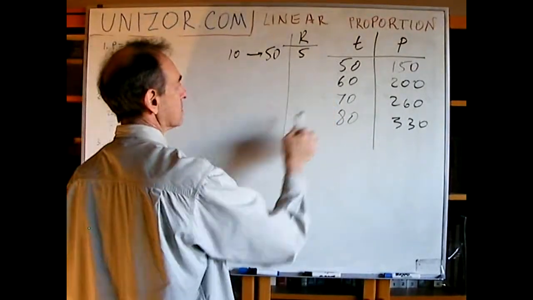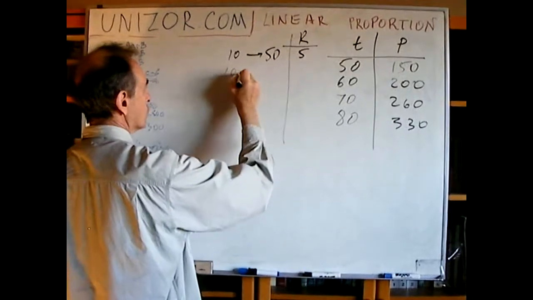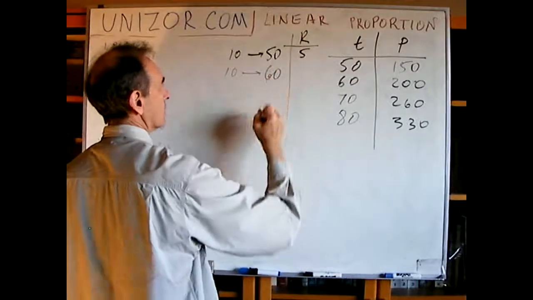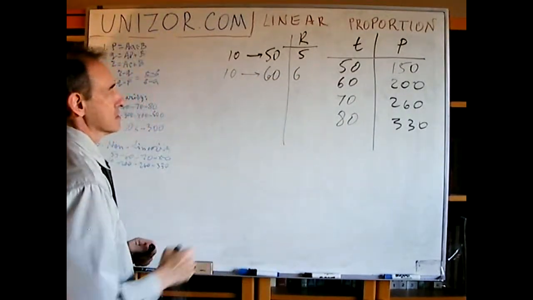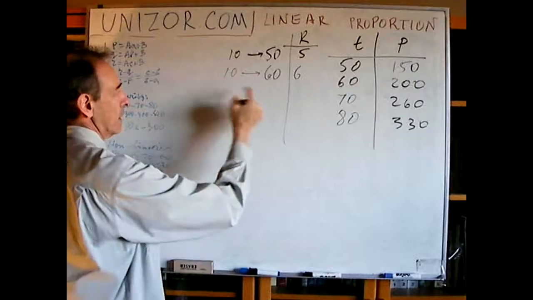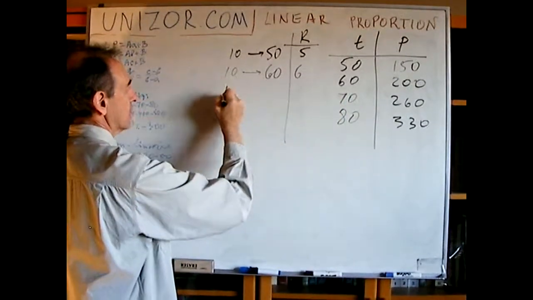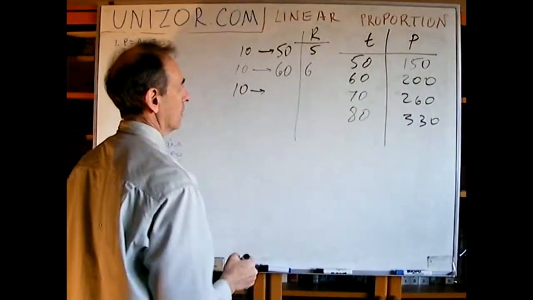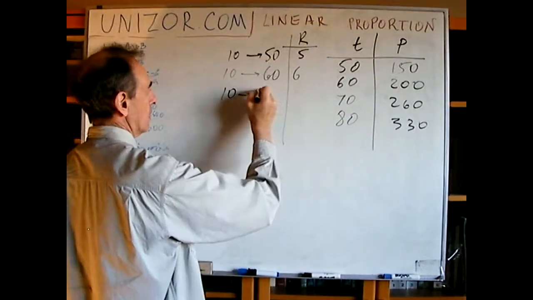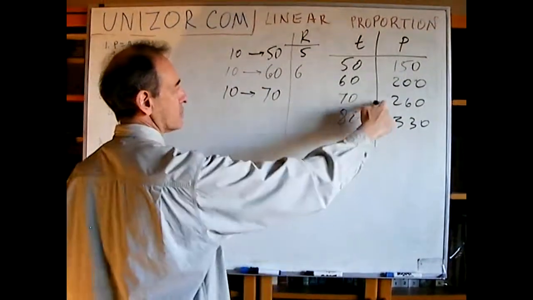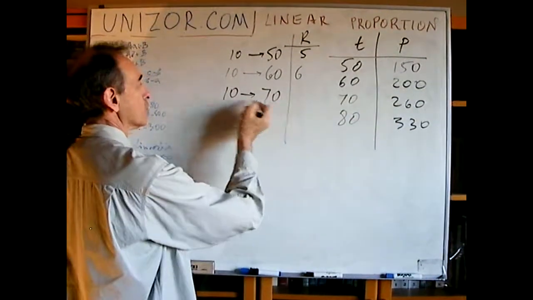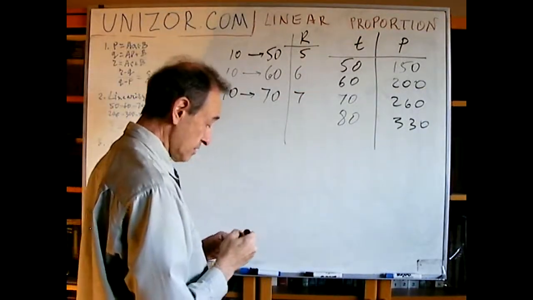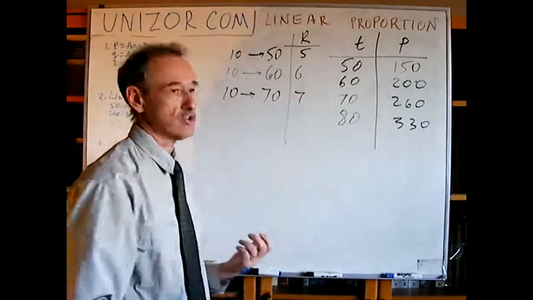Next, from 60 to 70 I also have temperature rising by 10. But here I have 60. So my ratio is 6, 60 to 10. Next, from 70 to 80 again, my temperature is changing by 10. My pressure is increasing by 70, from 260 to 330. So the ratio of the change of the function to the change of the argument is 7. So as you see, here we have different ratios.